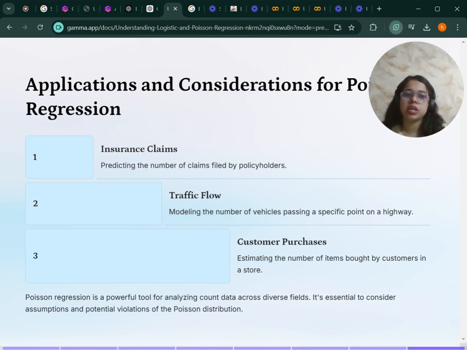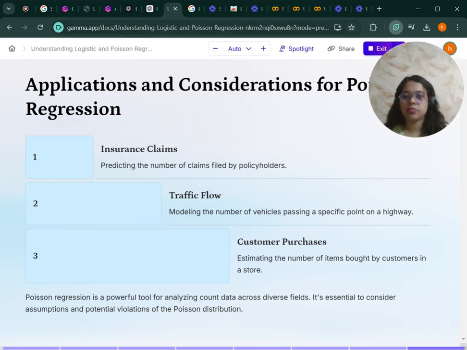So here is how we interpret Poisson regression. The coefficient represents the log of the expected count, and by exponentiating it, we get the rate ratio, which shows how the expected count changes with unit changes. Consider a coefficient of 0.2 for advertising spend, meaning that a one unit increase in advertising increases the expected count.